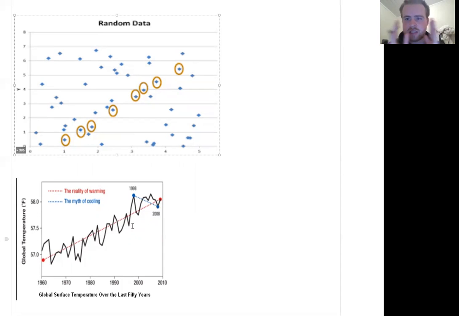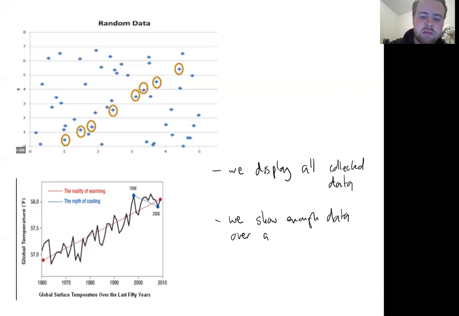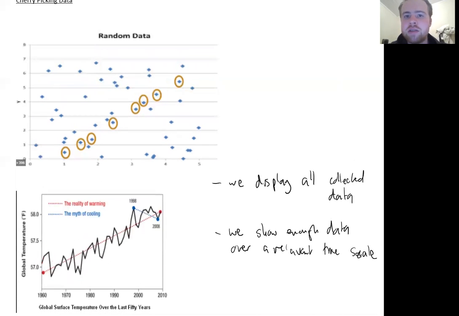So if we restrict the time frame of a particular collection of data, we can make it seem like there's a trend there when actually the trend is otherwise. So the important thing when we're displaying data is we display all collected data so that we can see the true trends. These are the important things that we need to do. And we show enough data over a relevant time scale. Okay, so we don't just pick data from a particular point to a particular point to tell a story. We've got to kind of show the whole picture there. So that's one issue of cherry picking data to make it look different than it actually is.